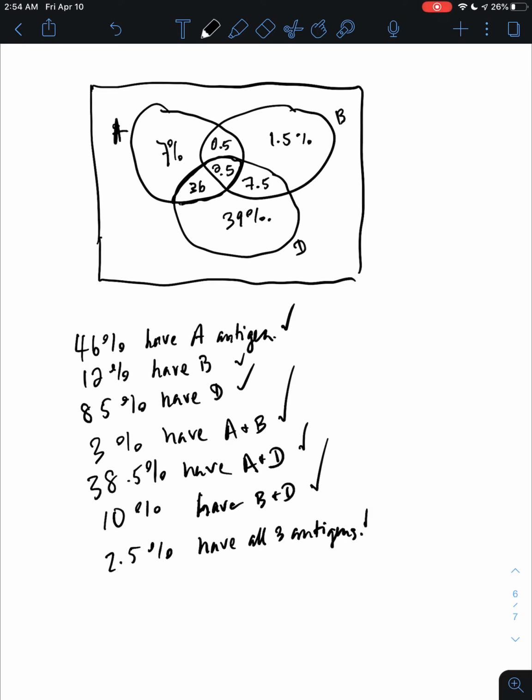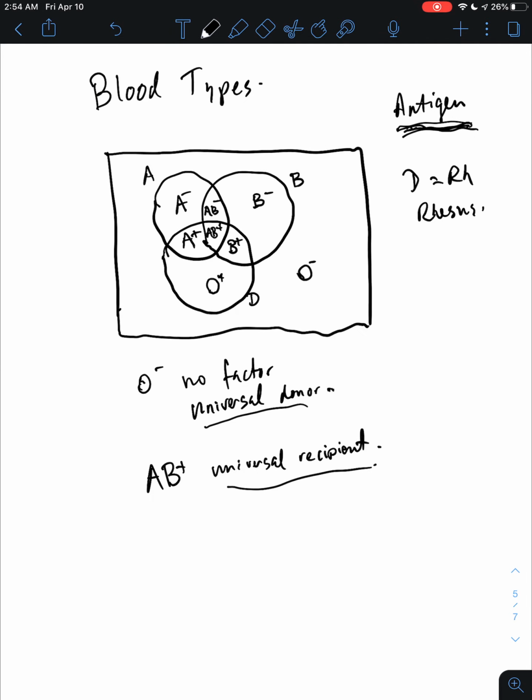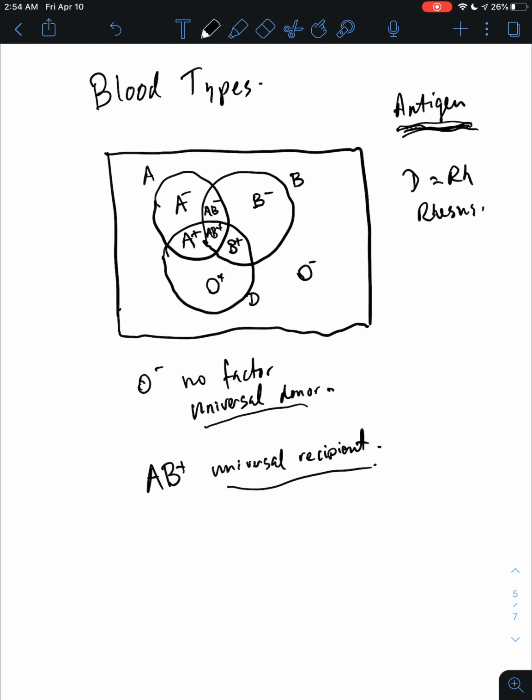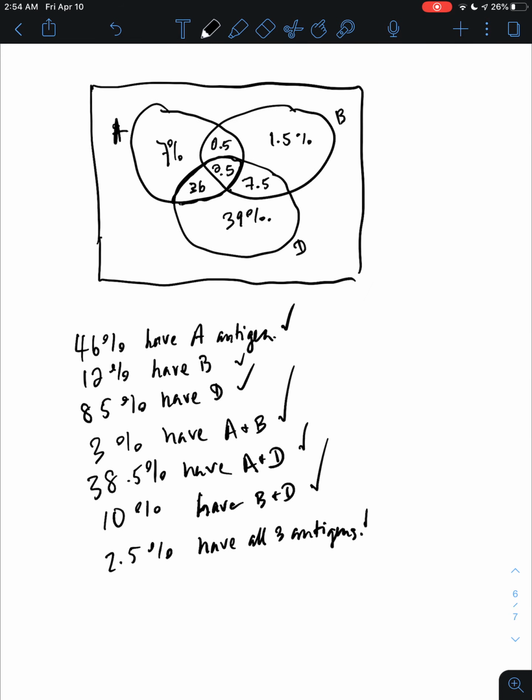All right, we've used our data, and these spaces correspond to percentages of blood types. So let's see, how many AB positives? 2.5%. How many A negatives? 7%. So we can read all that data. Now, if you think carefully about this, we're missing something.